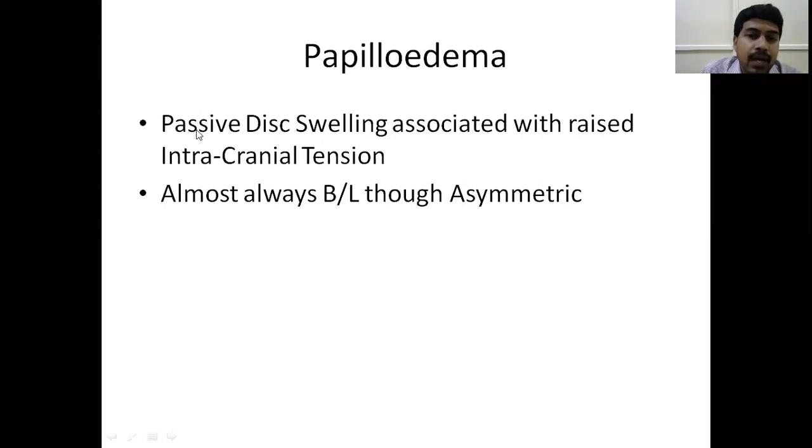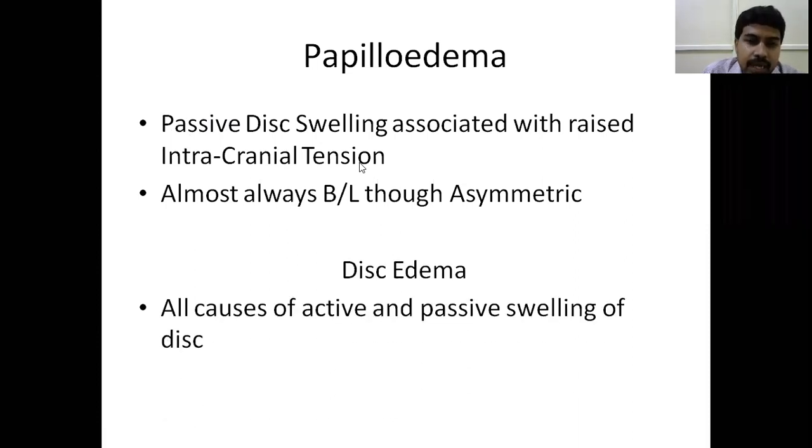So papilledema is an active disc swelling or a passive disc swelling? Which is true, which is false? It's a passive disc swelling. Disc edema is the term for all causes of active and passive swelling of the optic disc. It could be either active or passive, due to inflammation or non-inflammatory, due to optic neuritis or papilledema. We call it disc edema. But if it is passive, we always reserve the term papilledema for passive disc swelling. So passive optic disc swelling due to raised intracranial tension, only that is known as papilledema.